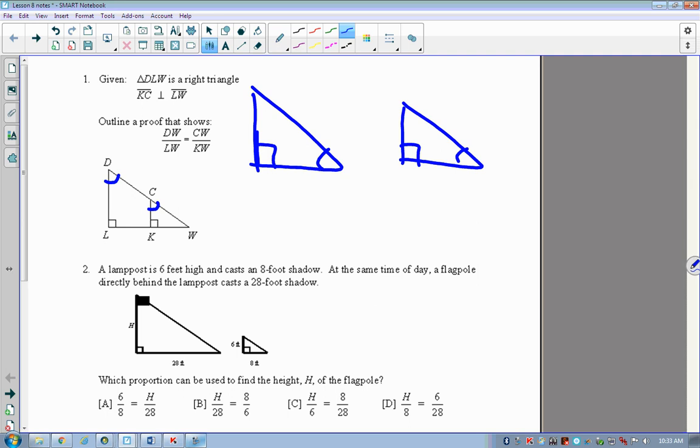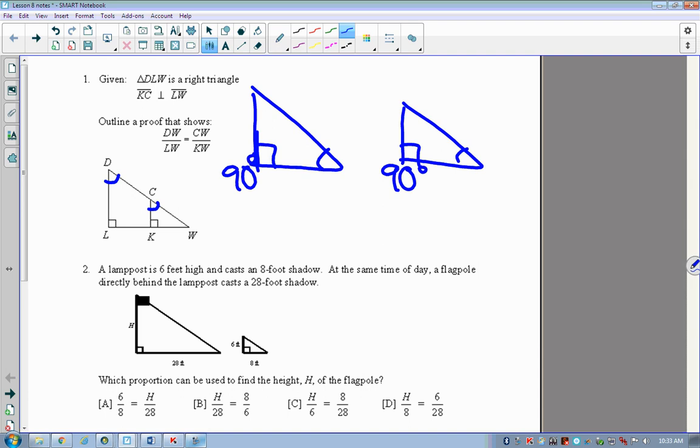Okay, let's go back. What are these two shapes? They're both triangles, okay? Do I know anything about the angle measures or the sum of the angle measures of a triangle? 180 degrees, right? Now, we already know that these two are 90 degrees, right?